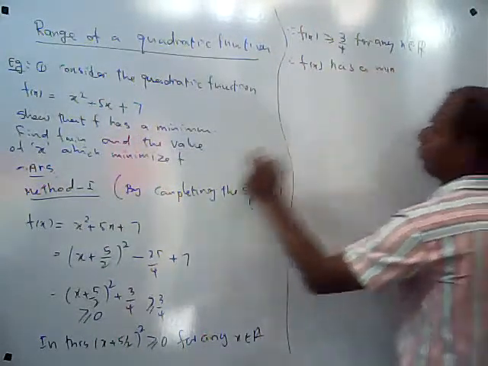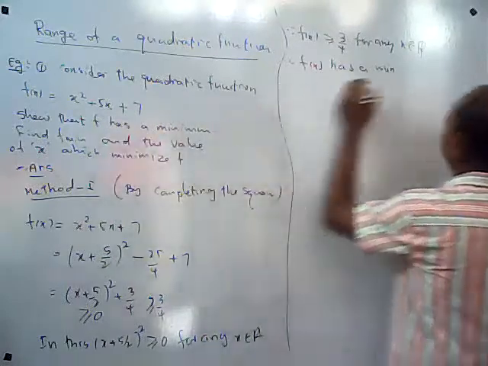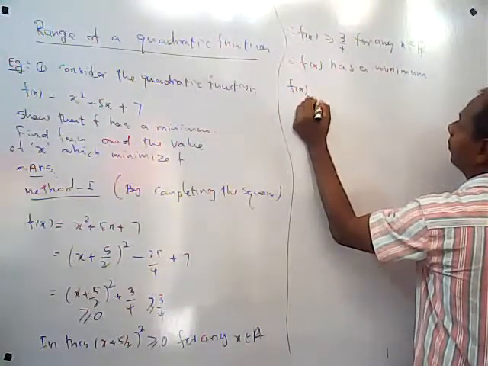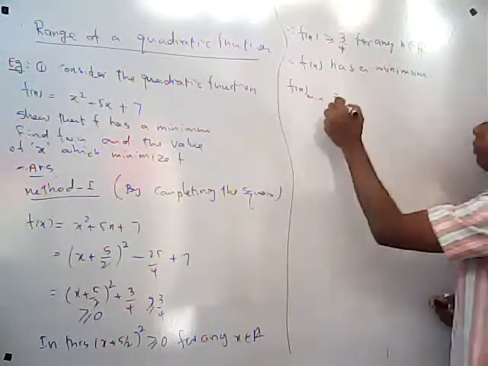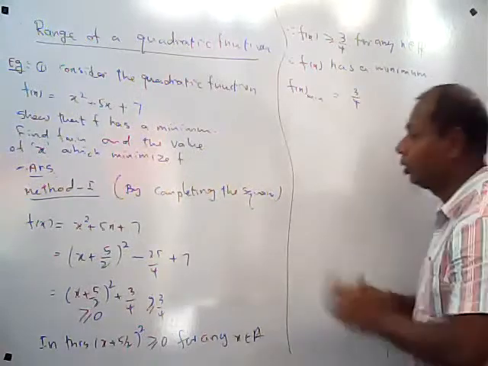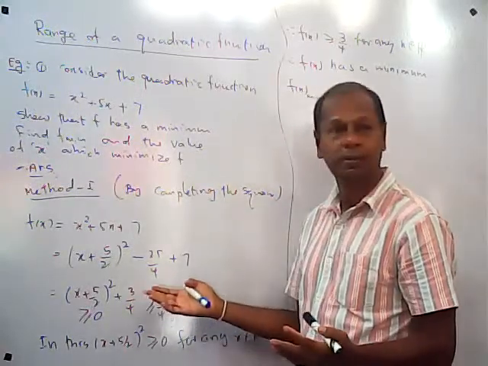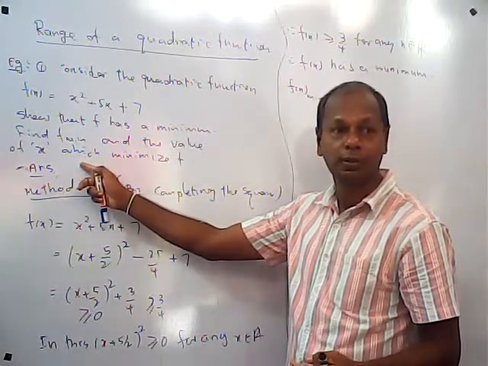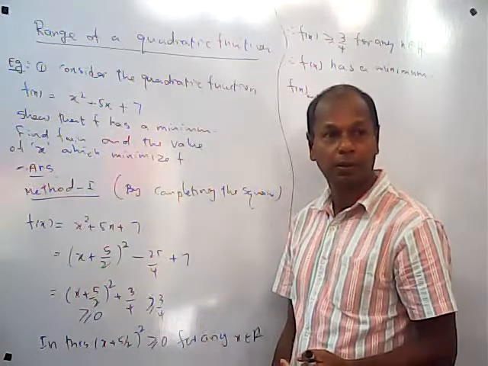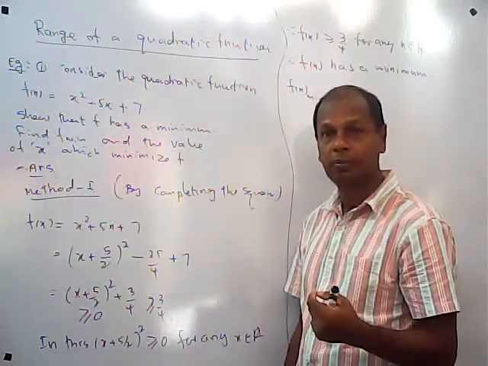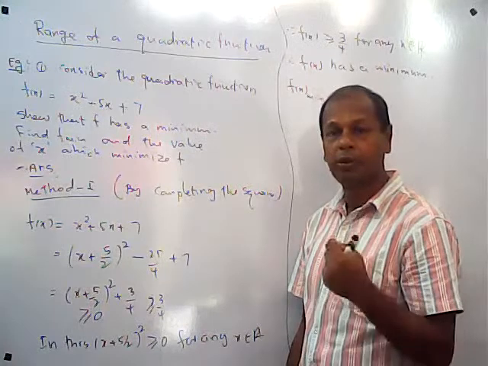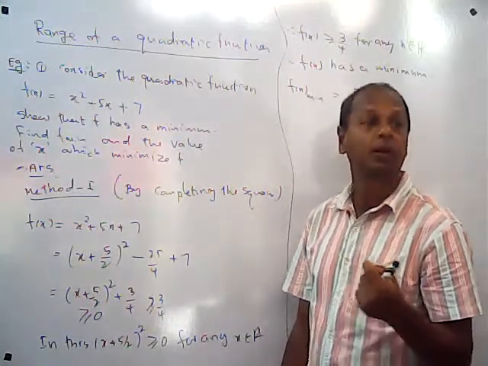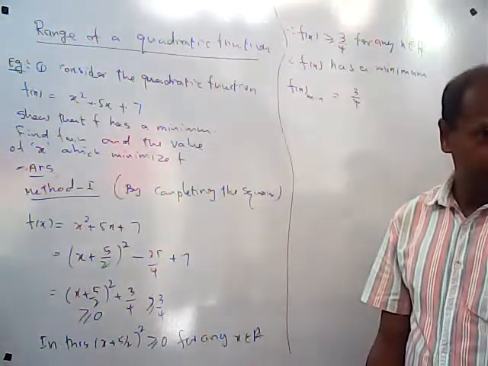What is the minimum? So answer for this. We have to show that it has a minimum, right? What is the minimum? Minimum is 3 over 4, correct. We were also asked to find what is the value of x which minimizes it. When is it minimum? What is the value of x which minimizes f?